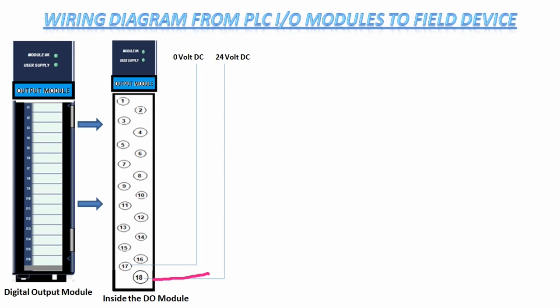When the program gives an output command in the PLC, then the module will give output to the output device. See how the output is given. Let's see in the next example.